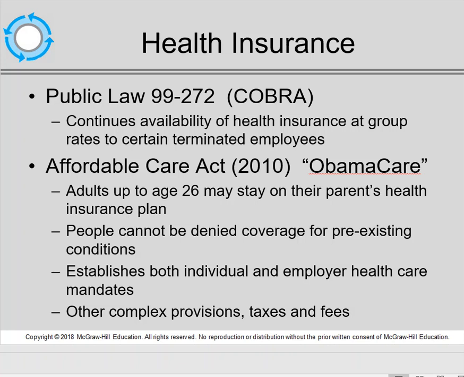In 2010, under President Obama, the Affordable Care Act was passed. Oftentimes in the media, it's been referred to as Obamacare. What this allows is for adults up to 26 to stay on their parents' health care plan, and probably most importantly, people cannot be denied coverage for what's known as so-called pre-existing conditions. The intent was to provide health insurance to almost all Americans, but there are almost just as many Americans who still don't have health care under Obamacare as before the Affordable Care Act was passed.